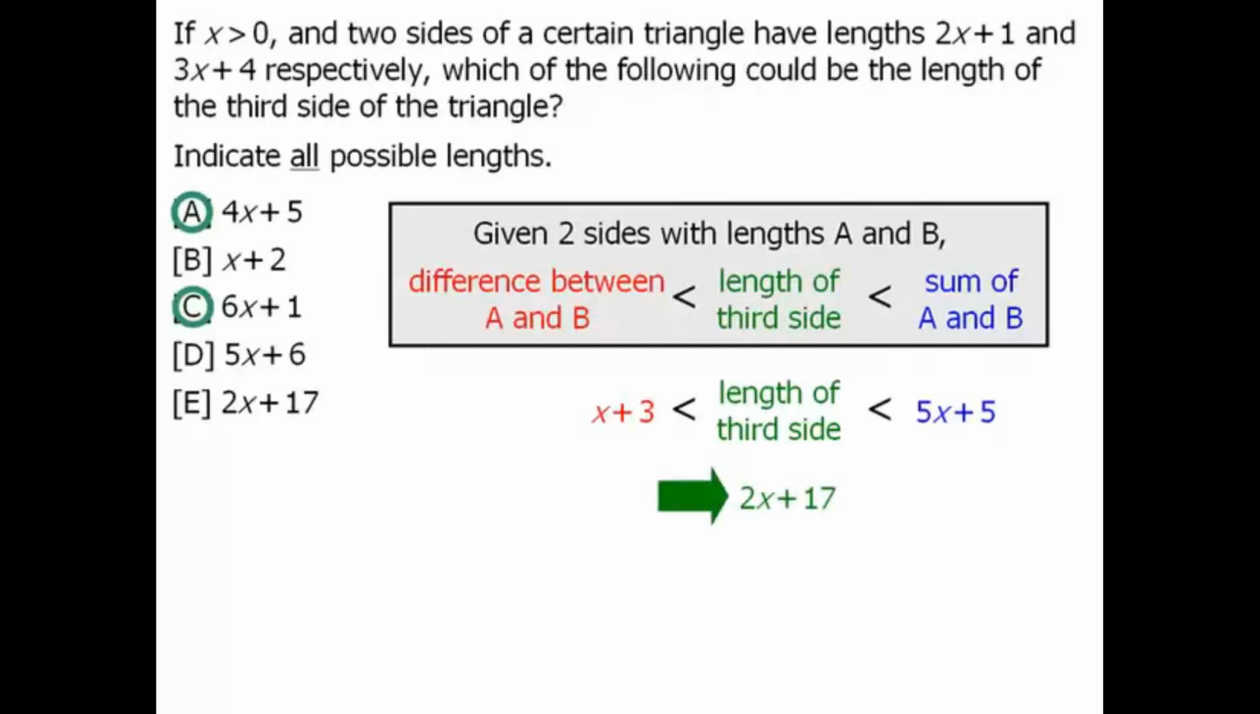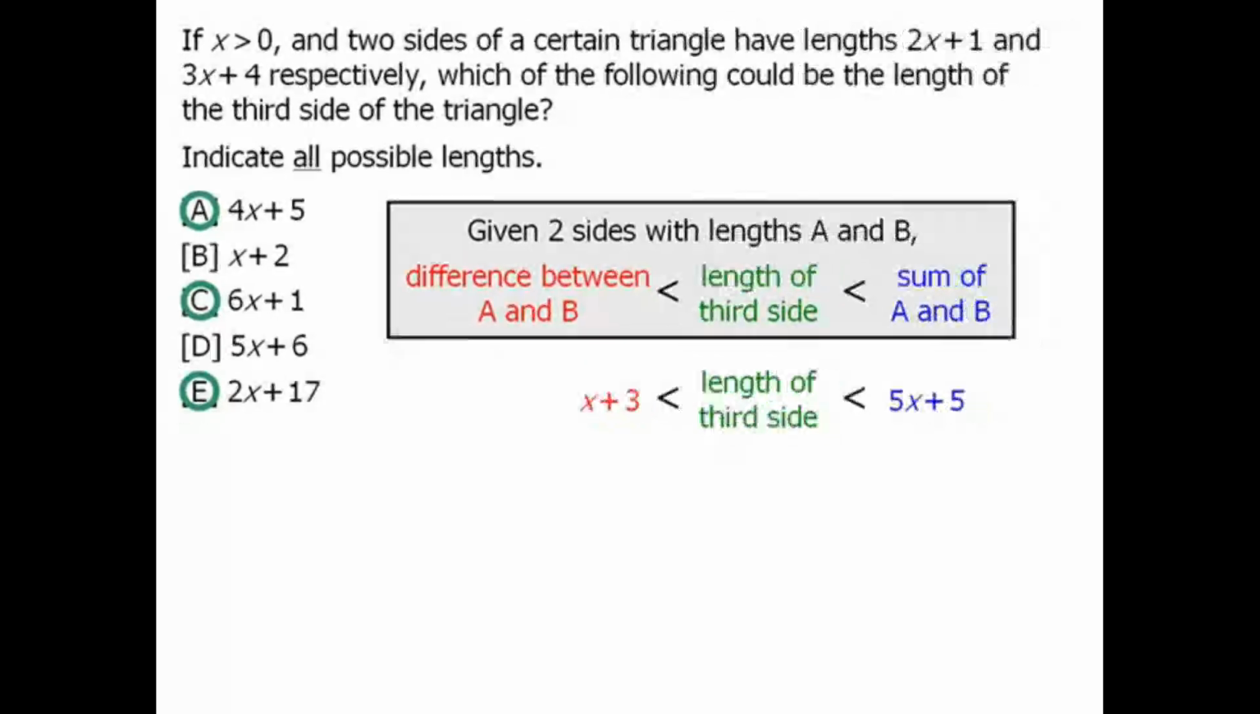And finally, we have answer choice E, which is a lot like answer choice C, in that sometimes it falls within the required range of values, and sometimes it does not. For example, when x equals 1, 2x plus 17 does not fall within the range. However, when x equals 10, it does fall within the range. So since it is possible for 2x plus 17 to fall within the required range, answer choice E is correct, and our 3 correct answers are A, C, and E.